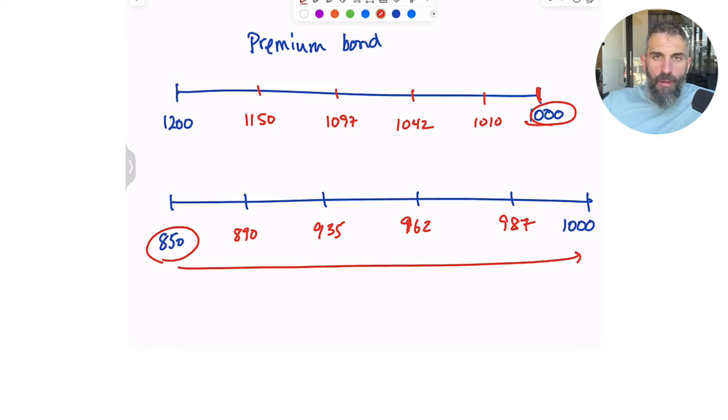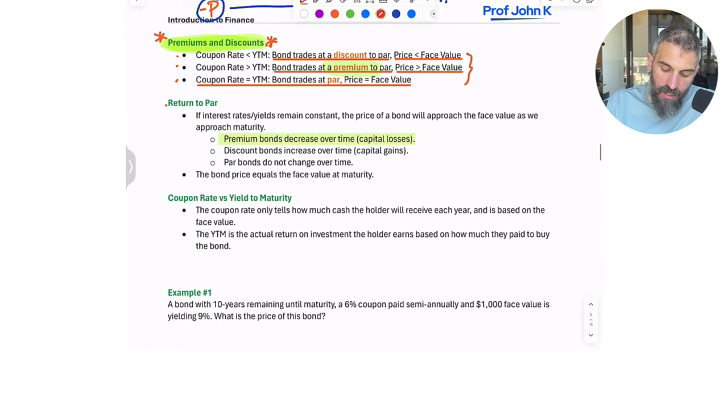Now, we'll talk later on about what happens if the economy does change. So the assumption here is that nothing changed in the economy. The interest rates are the same. The yields are the same. Your bond is just getting closer and closer to maturity. So that's what's summarized here.